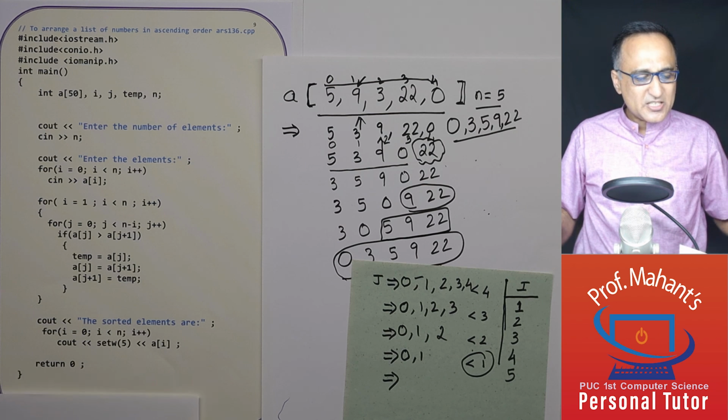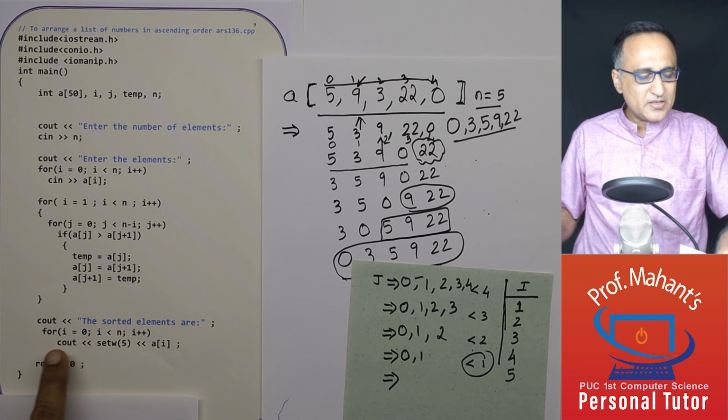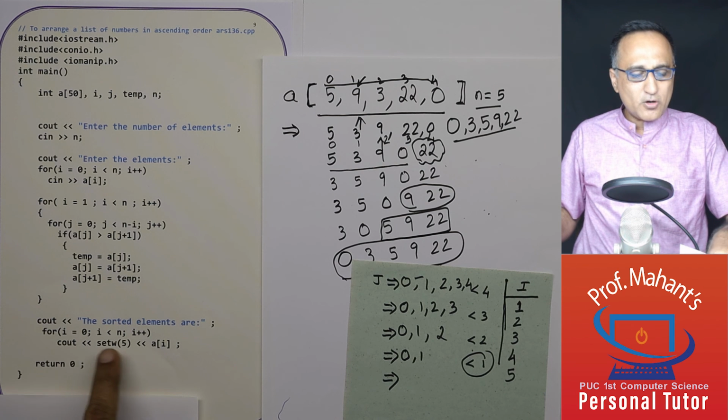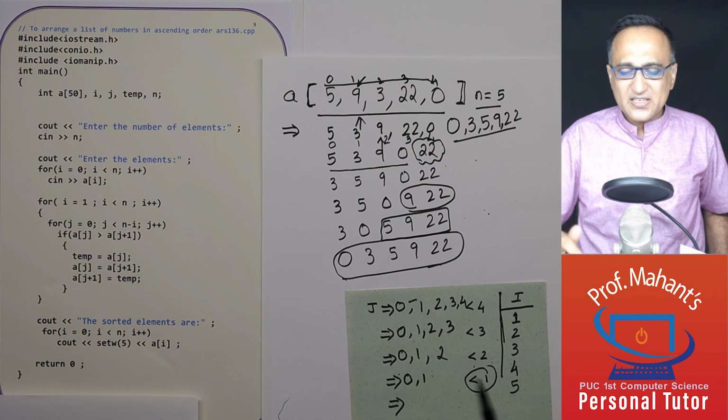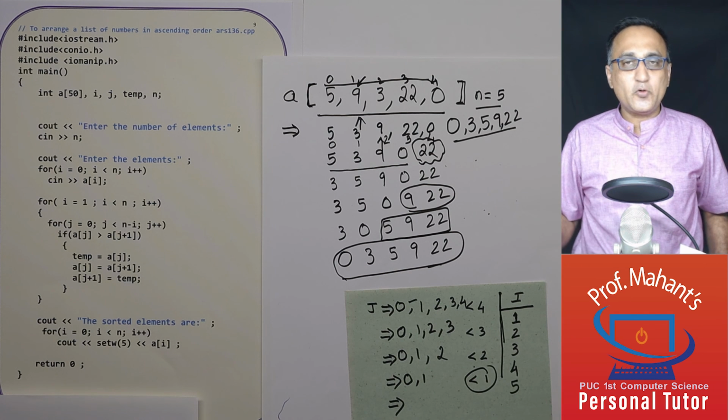Now we come to the easiest part. We are simply going to print the sorted elements. So all of these numbers are going to be printed in a sorted order. So you are going to print as 0, 3, 5, 9, 22, which is the array in ascending order.